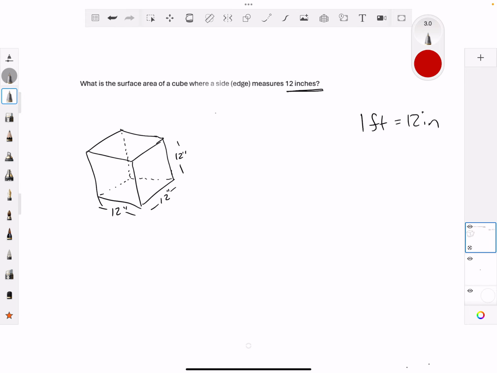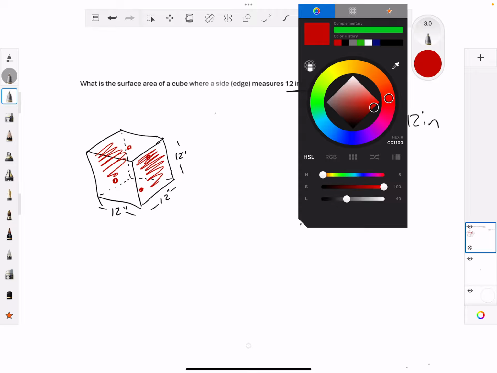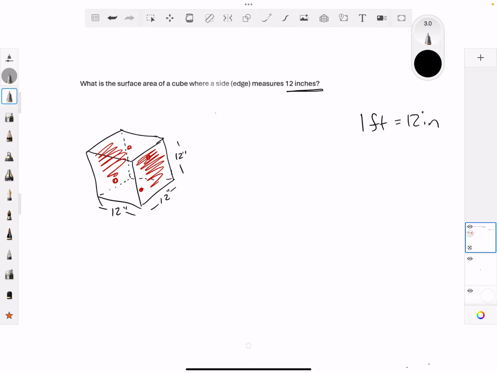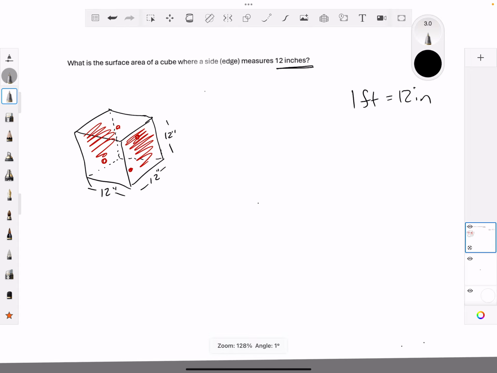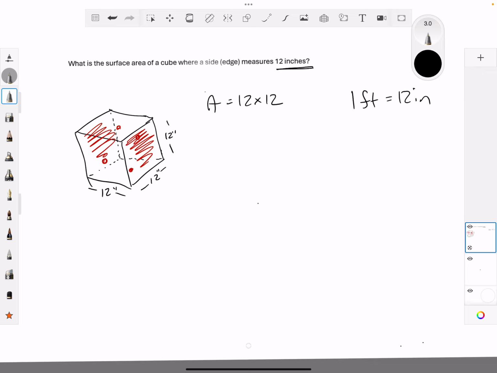So how many sides do I have? I have one here, one side right there, front. I got these two sides. Then I have a front and the back, and a top and a bottom. So essentially I have 6 sides of this cube. So I need to find the area of one of the sides first. And that's just going to be 12 times 12, right? So that comes out to 144 inches squared.